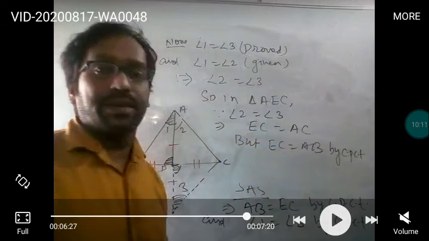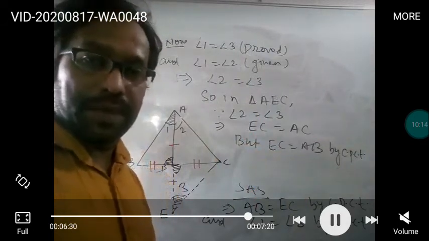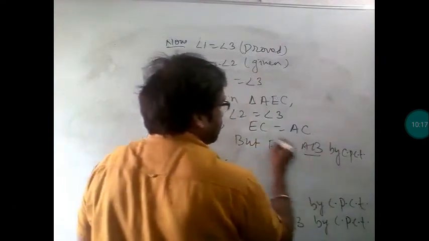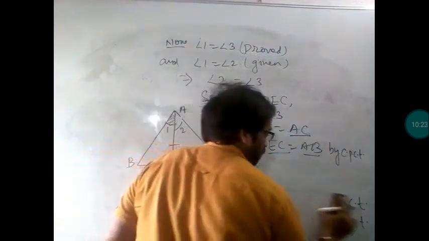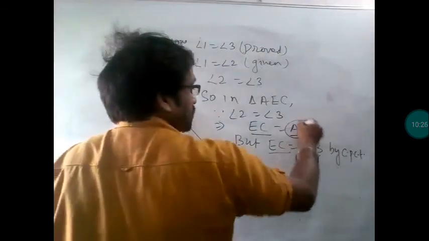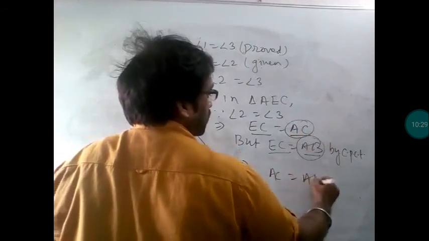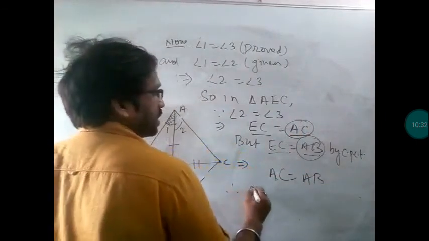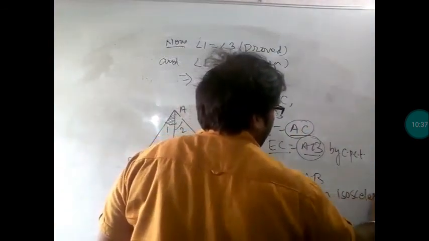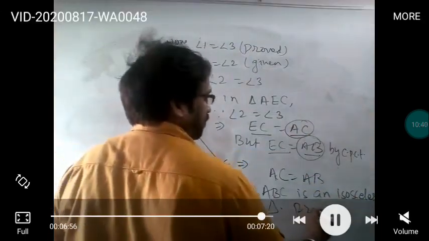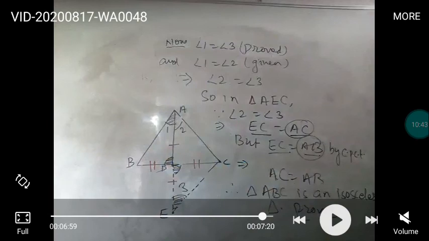Understand what we are going to do here? Yes, very good. So AC is equal to AB. Why? Because both are equal to EC. That means in triangle ABC, if two sides are equal, then it is an isosceles triangle. Why is it an isosceles triangle? Because we have proved AC is equal to AB, so this is an isosceles triangle because these two sides are equal.